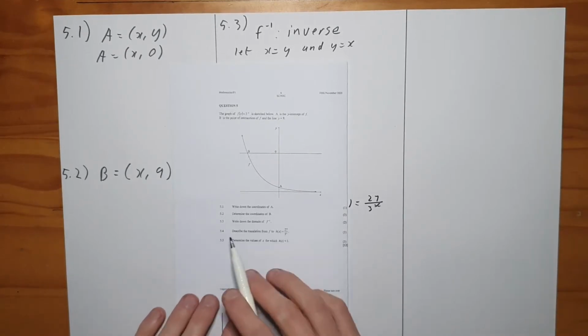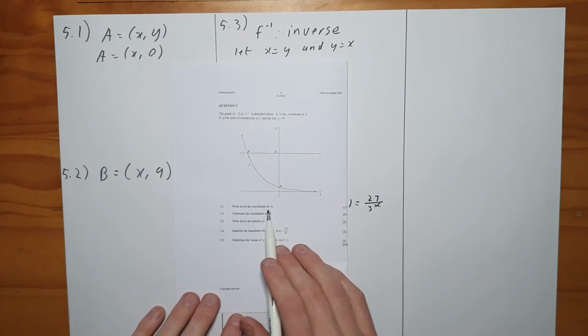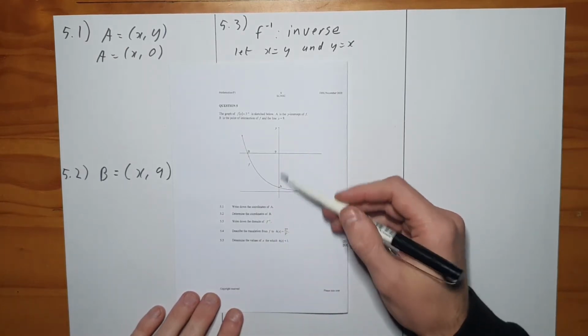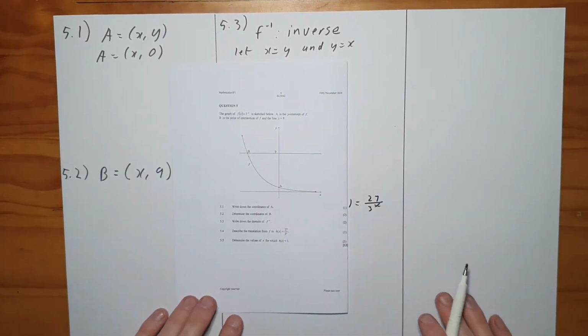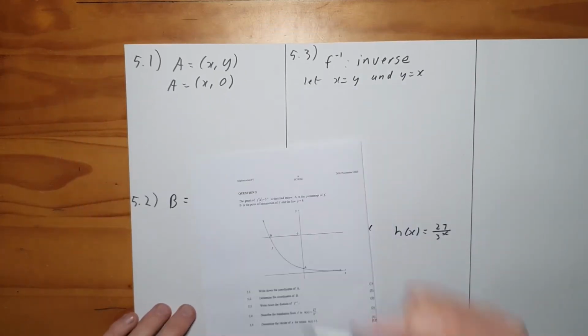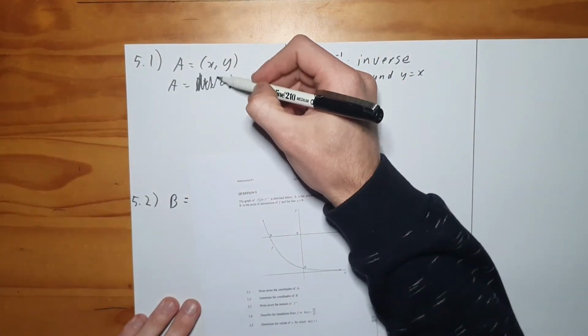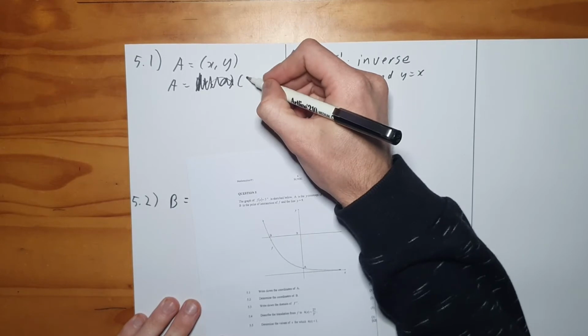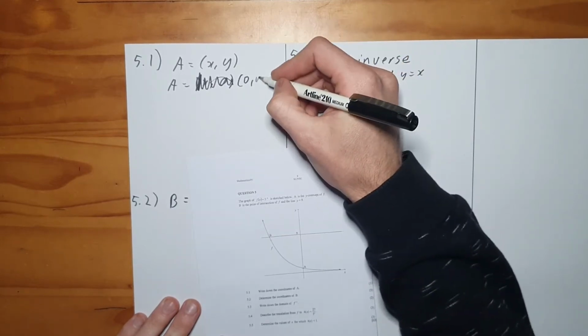Okay, so question 5.1 says write down the coordinate of A. Note that A is on the y-axis, which means our x value is 0. Oh, I've written down the wrong thing over here. Okay, ignore that one. This should be 0 and y.